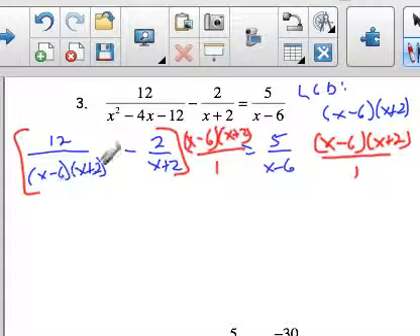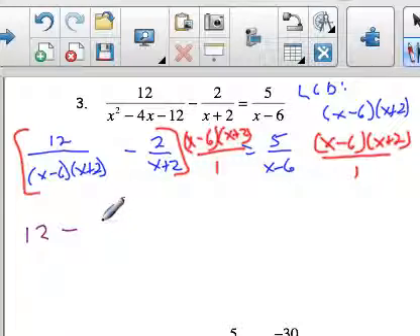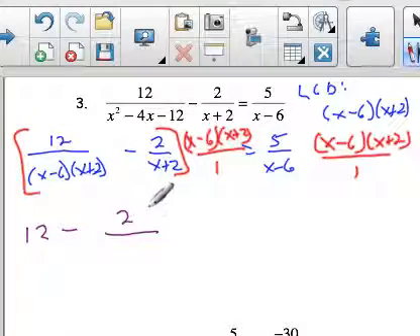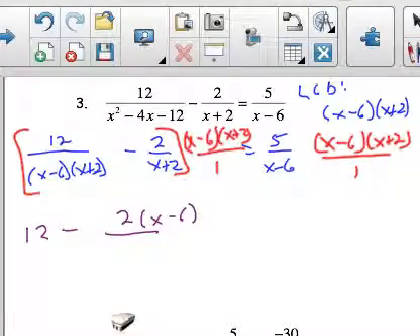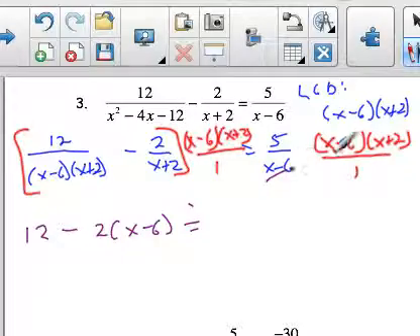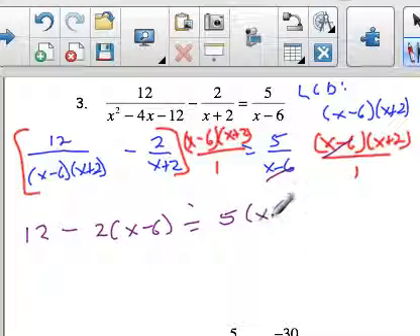The x minus 6 and the x plus 2 are going to divide out, leaving me just with 12 for the first term. And the second term, I'm going to have 2 times, the x plus 2's are going to cancel out, so I'm going to have 2 times x minus 6. I don't need this line here, so I'm going to erase that. Let me fix that. Minus 2 times the quantity x minus 6. And on the right-hand side, when I multiply this out, the x minus 6 terms divide out, and I'm left with 5 times the quantity x plus 2.